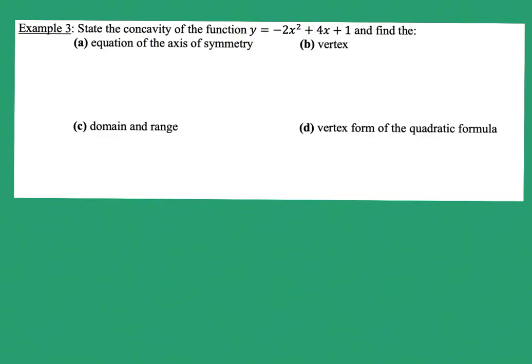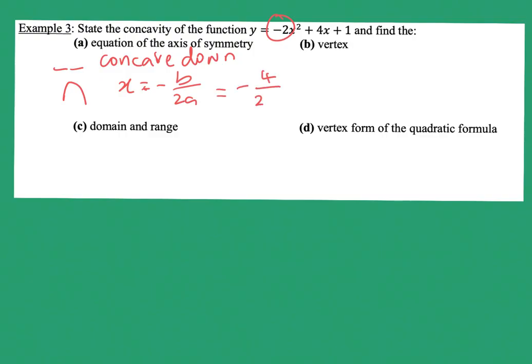So when we look at the concavity, look at the a value. We know that in this case, the value of a is negative. So this will be a sad curve. This function is concave down. And to find the axis of symmetry, we know that x is equal to -b over 2a. In this case, b is 4 and 2 times -2. So the axis of symmetry will be x equals 1.